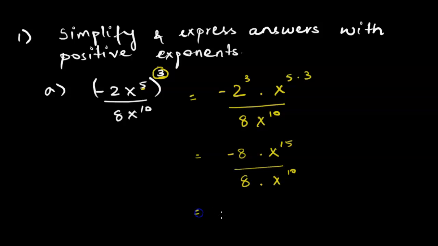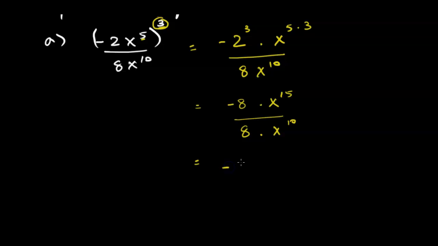So what we are going to do is separate the constants and variables. The constant is negative 8 over 8, and the variable is x to the power of 15 over x to the power of 10. Negative 8 divided by 8 is negative 1.